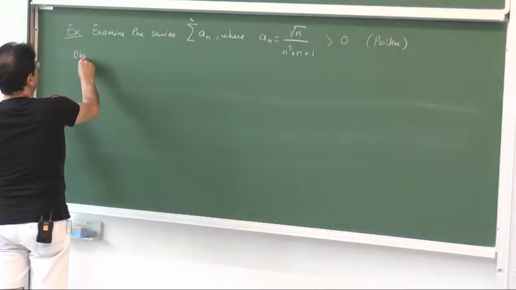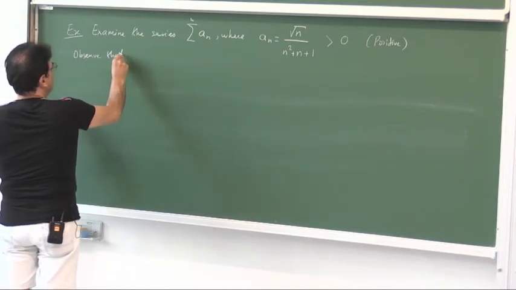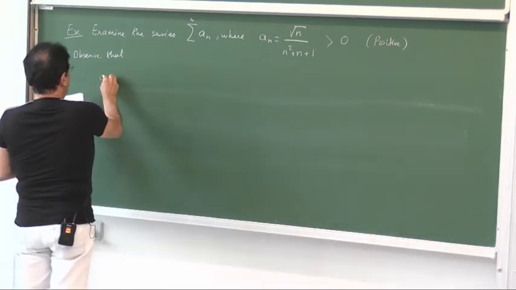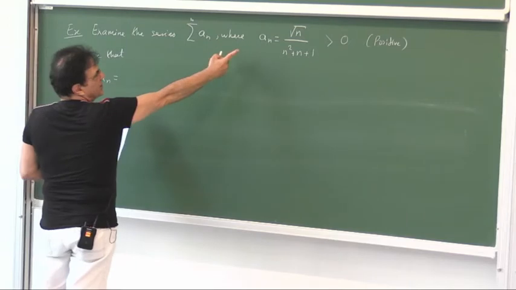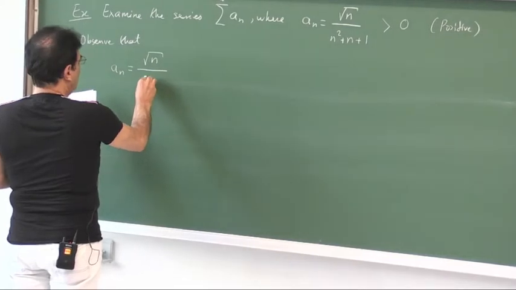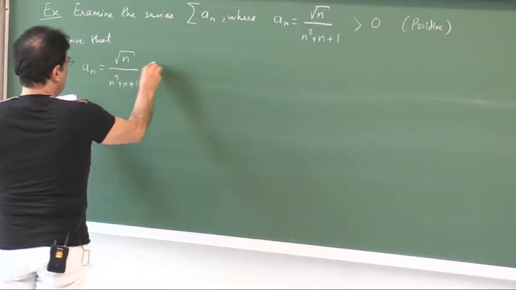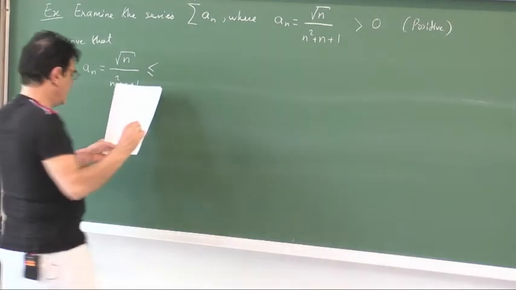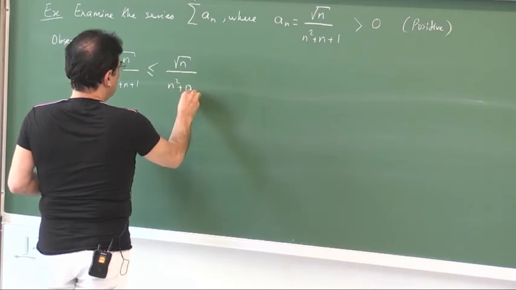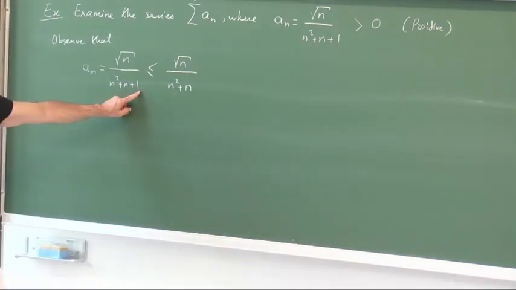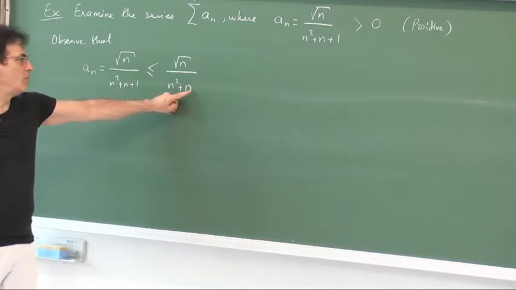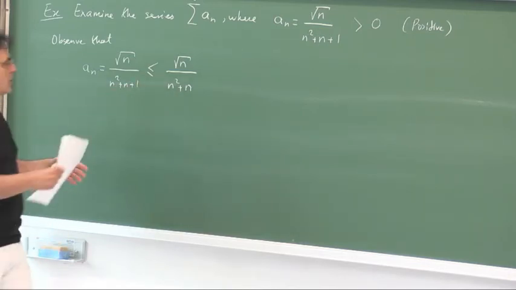Again, observe that for this series, you may use some very simple ideas. The entries of our series are radical n over n squared plus n plus 1, and this is smaller than... look what I did. I omit 1 in the denominator, so we get a larger number. When the denominator is decreased, we get a larger number.